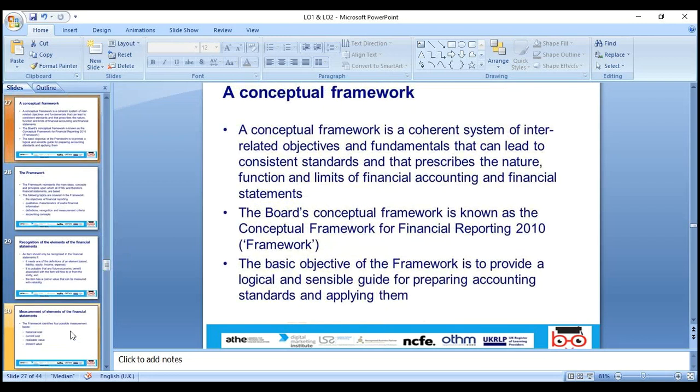So the conceptual framework is a coherent system. What is a conceptual framework? It is a coherent system of interrelated objectives and fundamentals that leads to consistent standards that prescribe the nature, function and limits of accounting and financial statements. The conceptual framework is known as the Conceptual Framework for Financial Reporting 2010. The basic objective is to provide a logical, sensible guide for preparing the standards and applying them.